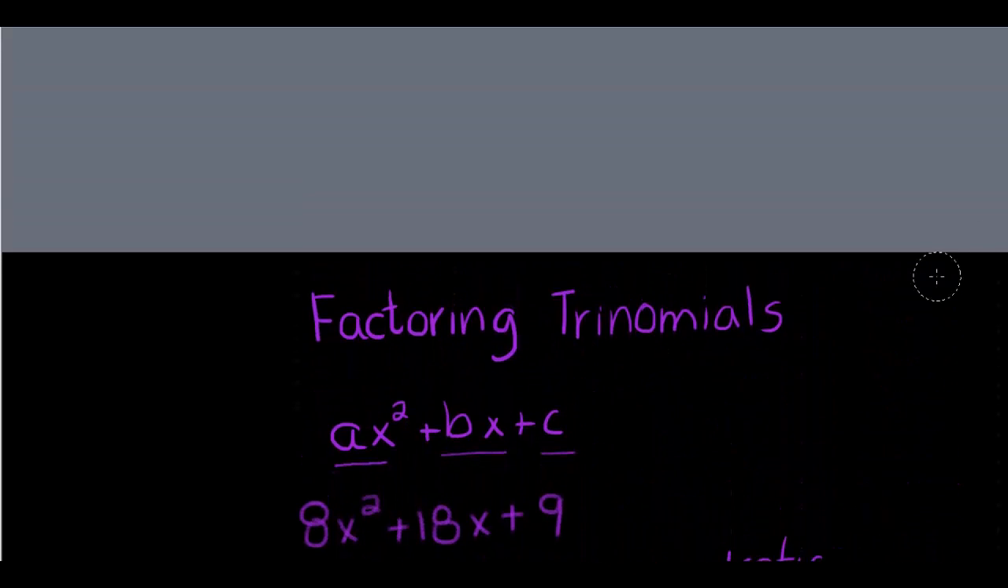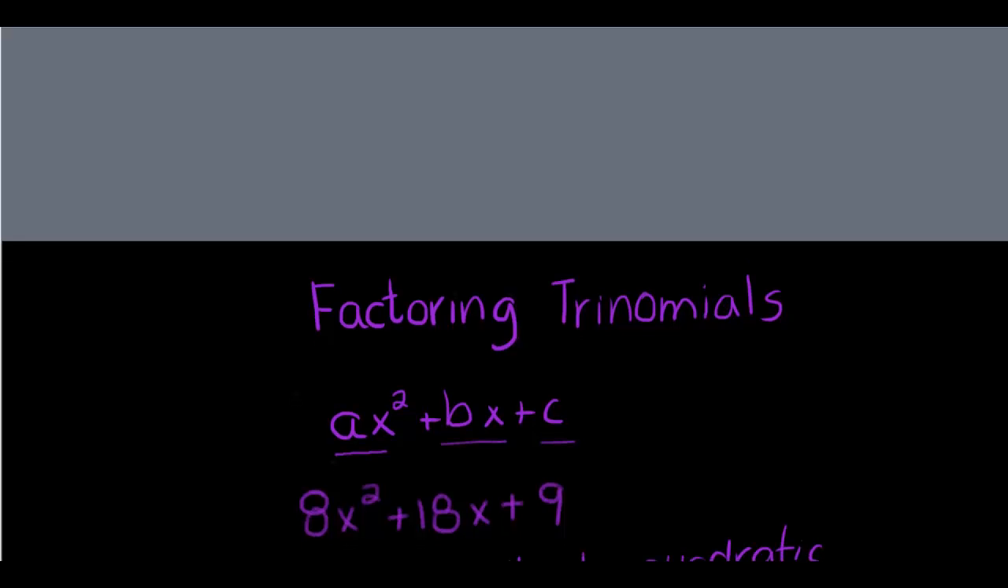Today we're going to be factoring trinomials in the form ax squared plus bx plus c. And we're going to start with 8x squared plus 18x plus 9. Now notice that the first term is called the quadratic term, the second one is called the linear term, and the third one is called a constant.